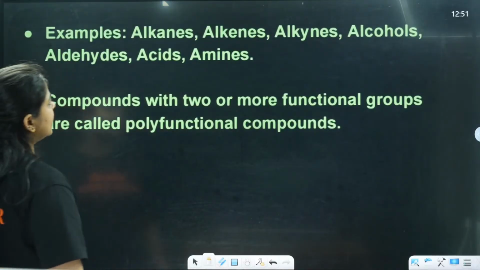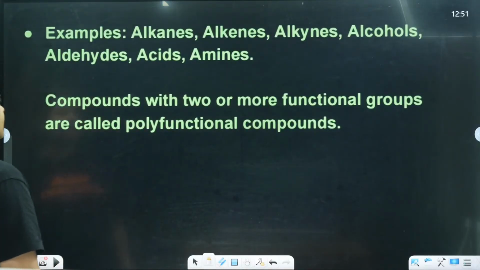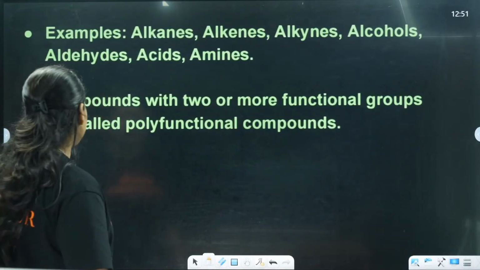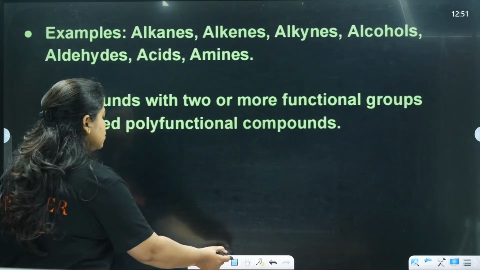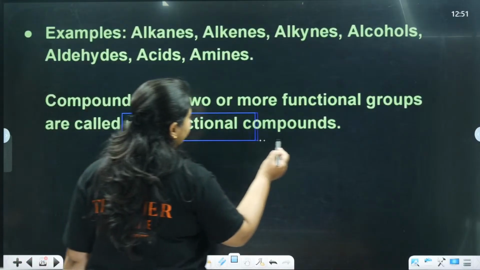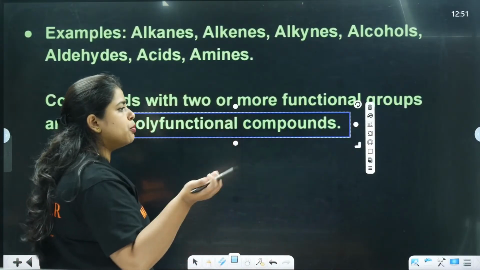First are alkanes, alkenes, alkynes, alcohols, halides, acids, amines. These are all simple examples for functional groups. Compounds with two or more functional groups are called polyfunctional compounds. Those are called what? Polyfunctional compounds. Poly means what?